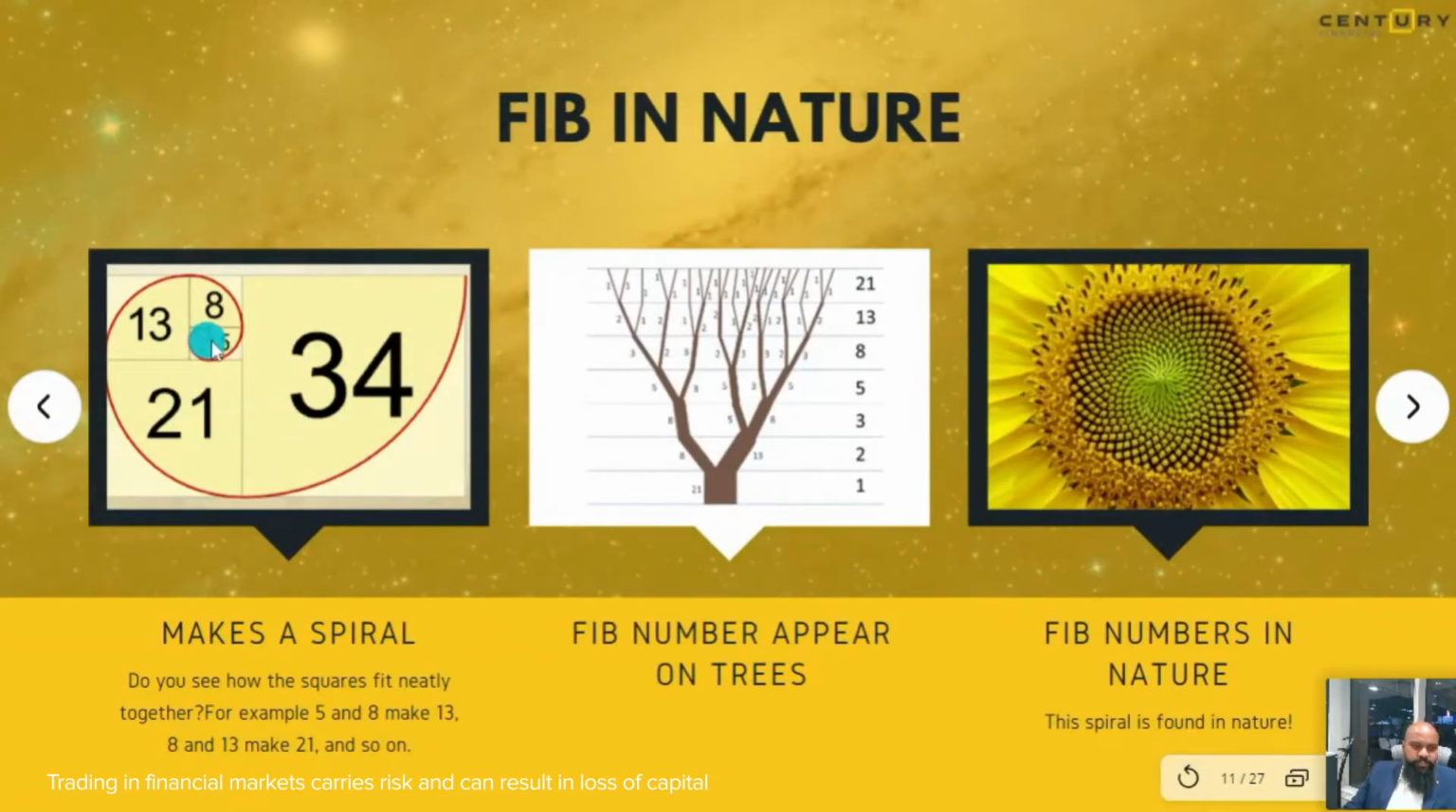Now, one thing that they've noticed is this also creates a spiral if you connect all the corners of each of these boxes. The other example, what we see over here is your tree. If you have any plants at home, I would suggest that you can probably look at the plant. You will always see it on the right hand side, it says 1, 2, 3, 5, 8, 13, 21. So basically, the tree has evolved or grown with the Fibonacci sequence.